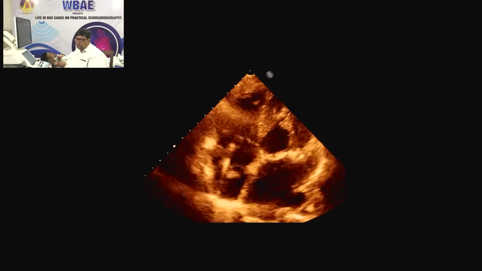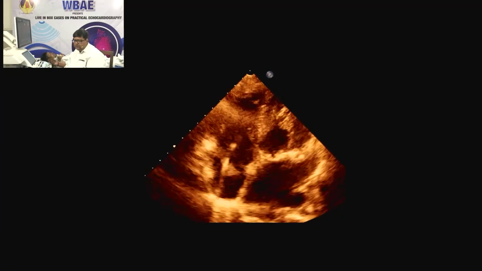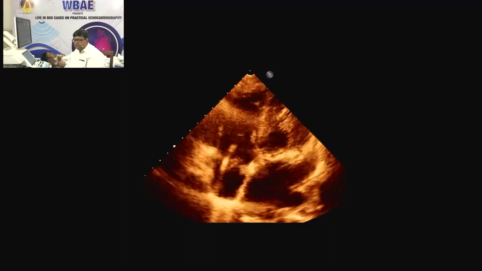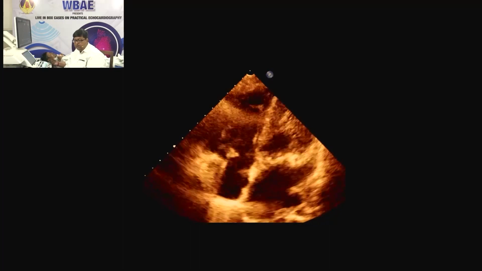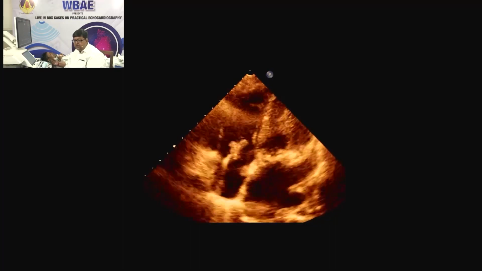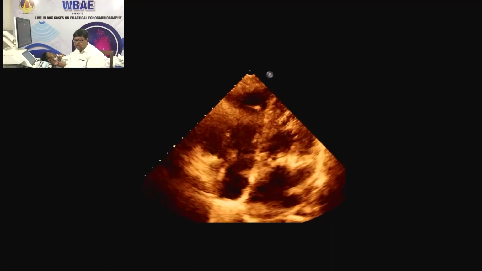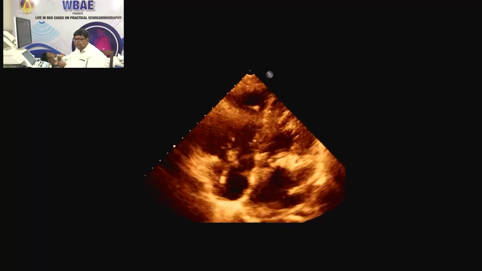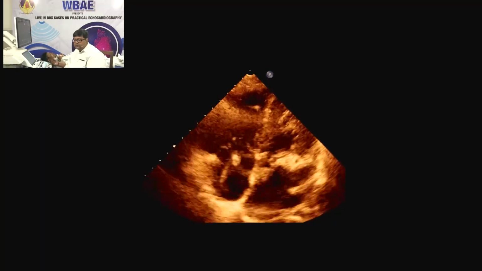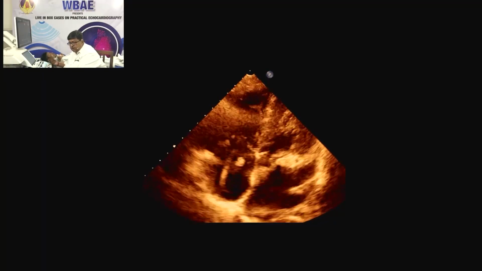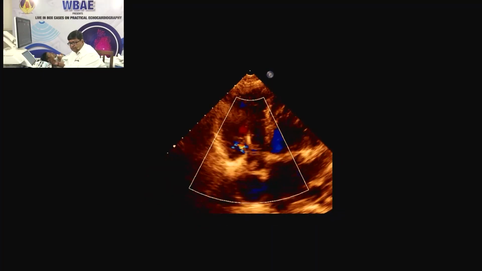And as intracardiac devices like pacemakers are very common nowadays, infection of pacemaker leads is also quite common. So this is again a case where we can see a mobile echogenic mass which is oscillating and is attached to the pacemaker lead. This is a pacemaker lead vegetation, and it has given rise to severe tricuspid regurgitation.